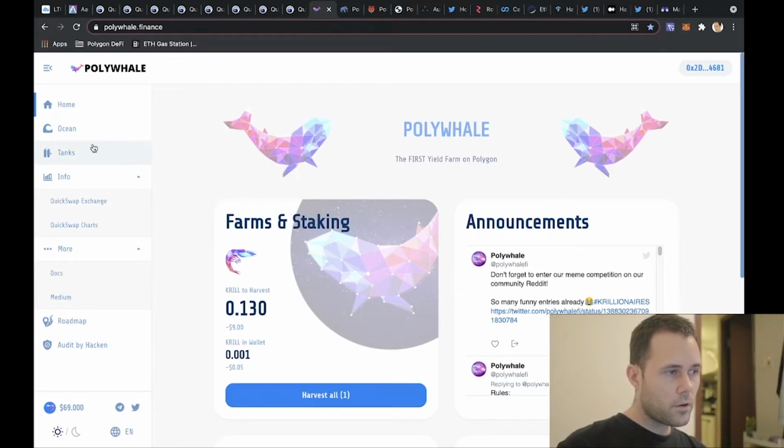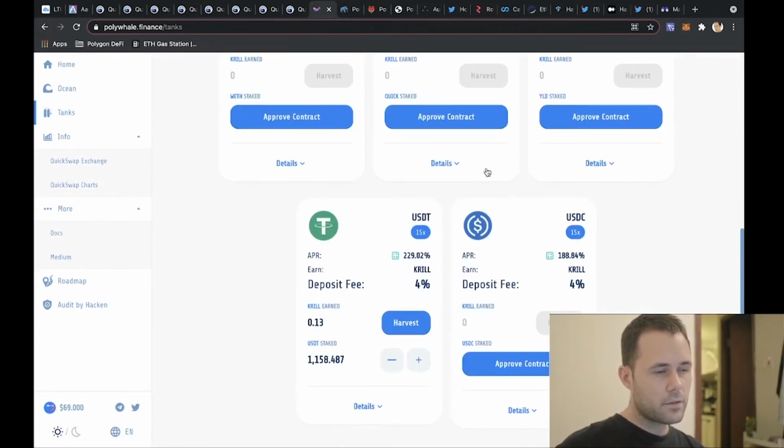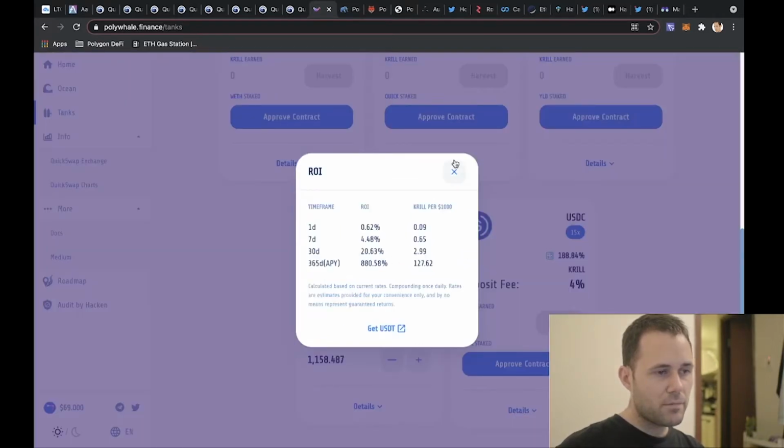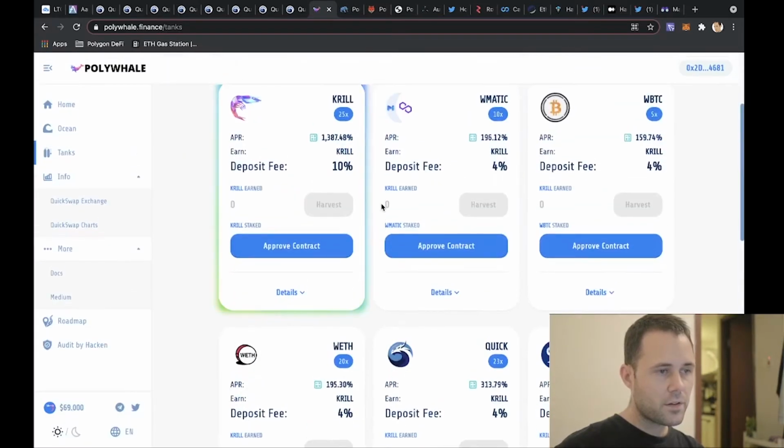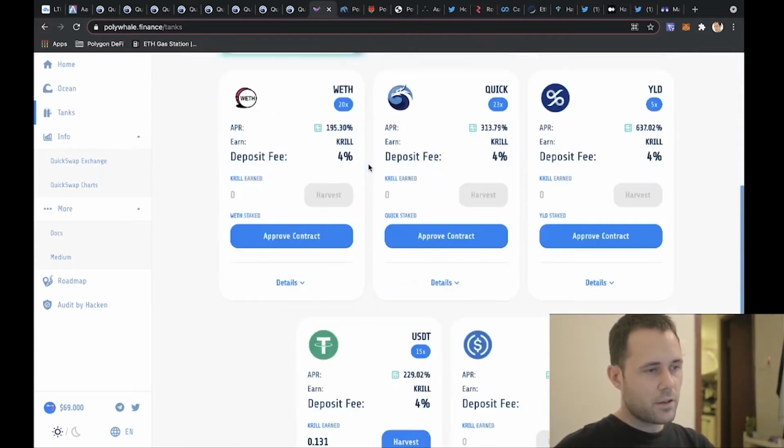Okay, onto Polywhale. I had, I think, $1,158 staked in here, and we've earned 0.13 krill, which is like $7. The APR is pretty drastically reduced on here, but still pretty decent. I wish I got in earlier, actually. I wish I got in earlier in a way.